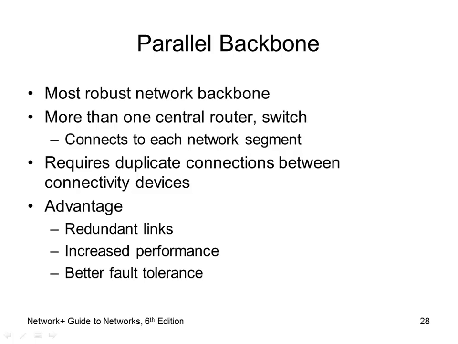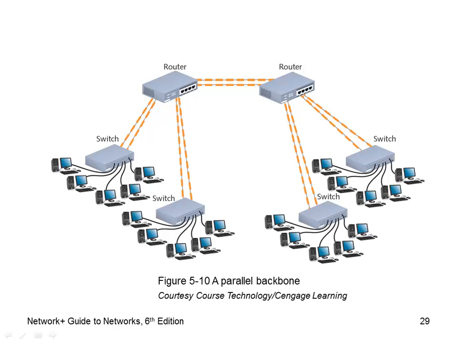A parallel backbone is the most robust. It uses more than one central router. It gives redundant links, increased performance, and fault tolerance, but it's, of course, more expensive. Here they're showing an example of a parallel backbone, and you'll notice two wires are run to every place. Redundancy is always best, but it's always going to come at a cost. And as a network admin, you've got to figure out what kind of money is available to spend on your network and how important it is.